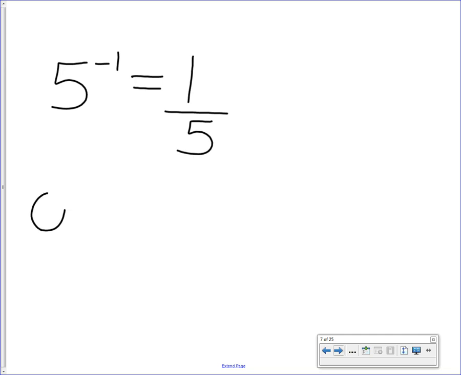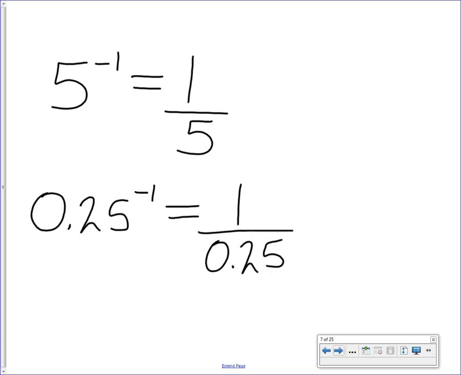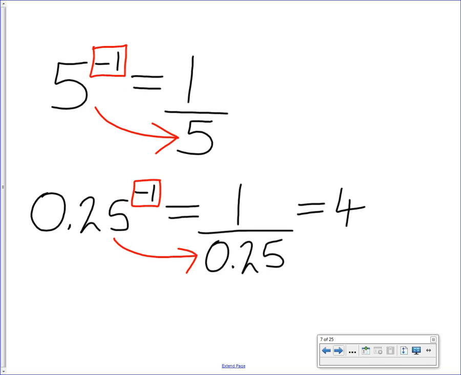Likewise, 0.25 to the power of -1 equals 1 over 0.25. How many 0.25s go into 1? 4 of them. So, if you ever see -1, you just have to make whatever your base number is go under 1 as a fraction.